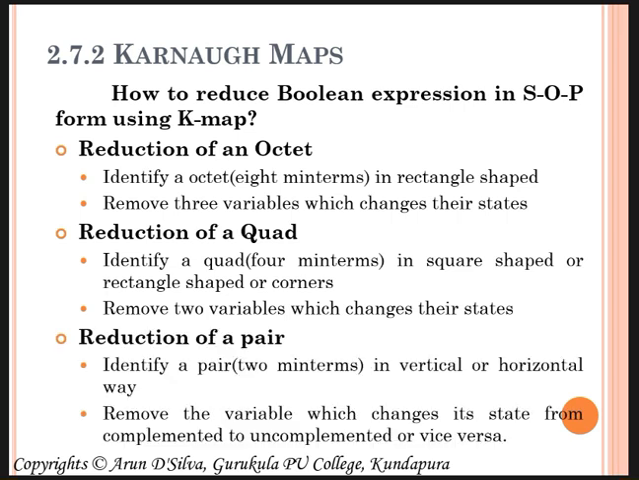The third possibility is the reduction of a pair. Identify a pair in a vertical or horizontal way. Remove the variable which changes its state from complemented to uncomplemented or vice versa. Here if four variables are there, one variable will be removed. Two variables, one variable will be removed. Three variables also, one variable will be removed. So it doesn't matter how many variables are there in the min term, but one variable will be removed when we go for a pair.